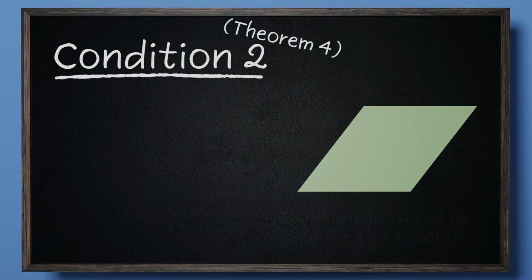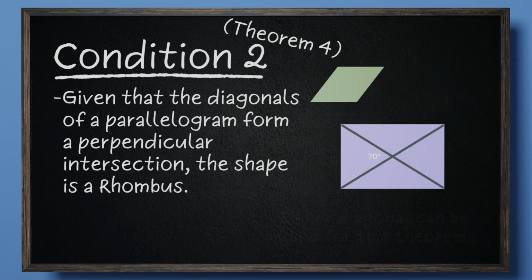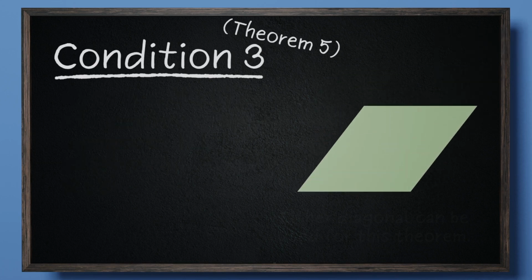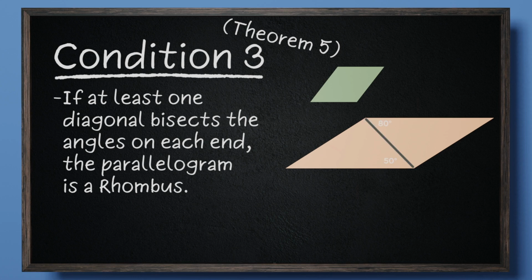Condition number two. If you see that the diagonals form a perpendicular intersection, the parallelogram is a rhombus. If this does not occur, the four sides fail to be congruent with one another, and therefore, the shape is no longer a rhombus. Condition number three. If you see that at least one diagonal bisects the angles on each end, the parallelogram is a rhombus. A diagonal does not bisect the angles when the sides are not all congruent, which means the shape is not a rhombus.